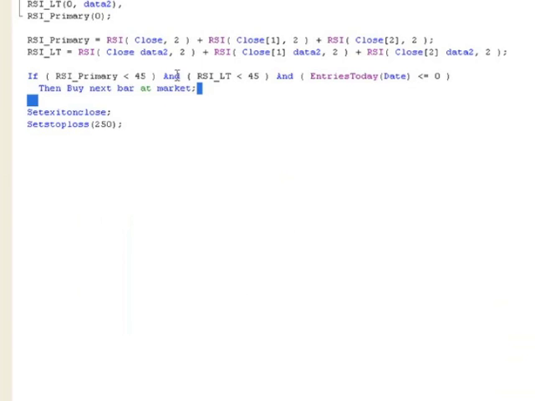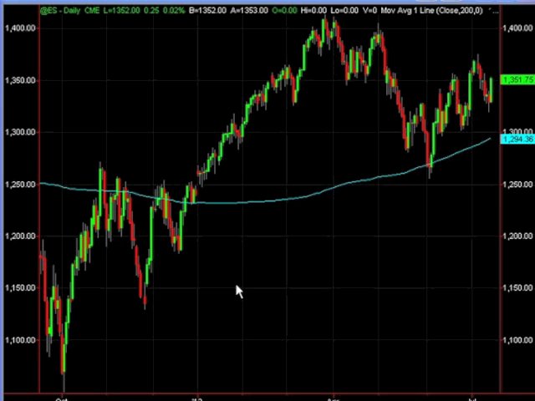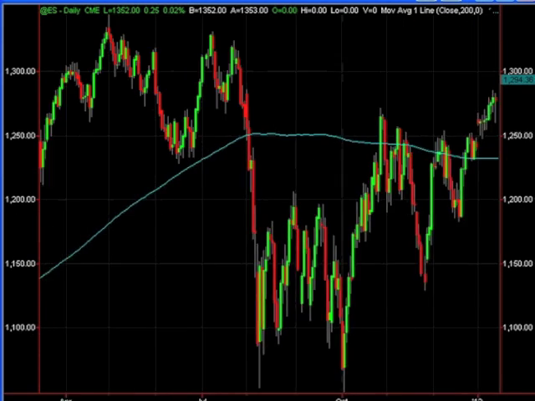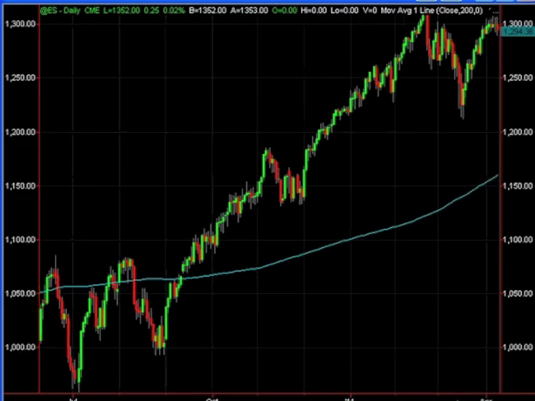Okay, back to the code. There's one other thing we can add to this as a demonstration of what else we can do on the daily chart. Let's take a look at a daily chart of the ES, and what I applied to this daily chart of the ES is a moving average, a 200 period moving average.